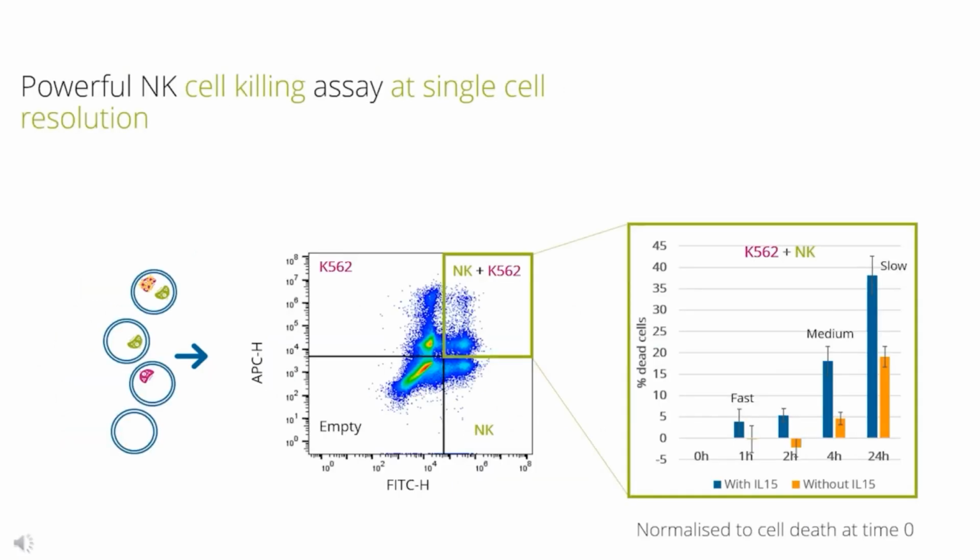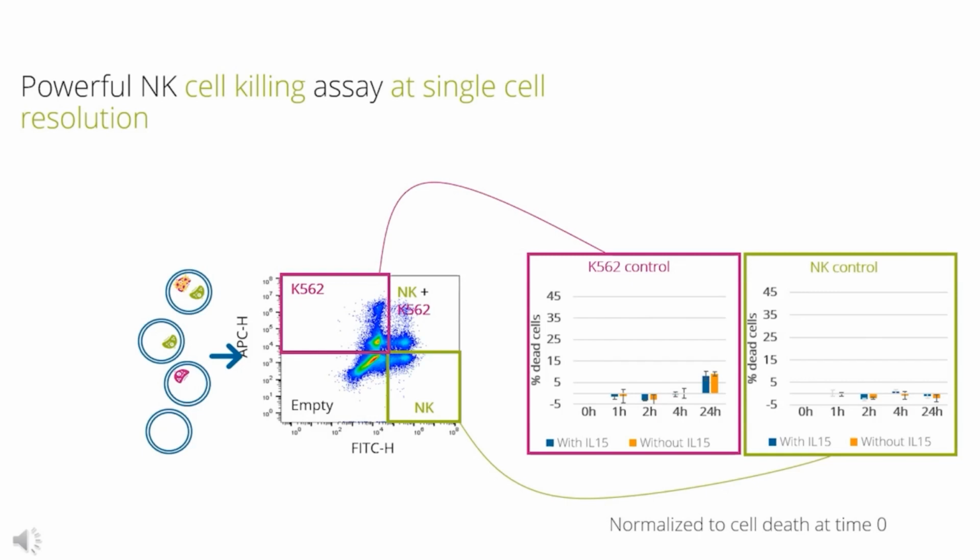When we take a closer look at the droplets containing both cell types and the PI intensity over time, it can be seen not only that the IL-15 activation increases the cell killing ability, but also that a population heterogeneity can be identified based on the speed of killing. 4% of the population were able to kill the target in the first hour of incubation. 14% were medium killers, and 25% of the population were slow killers, only managing to kill the target cell after 24 hours of incubation.